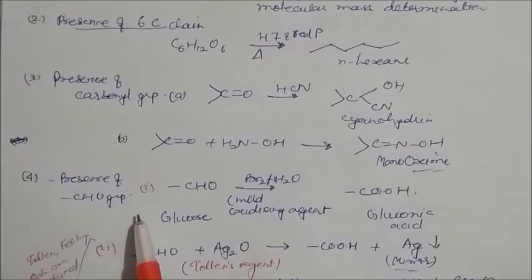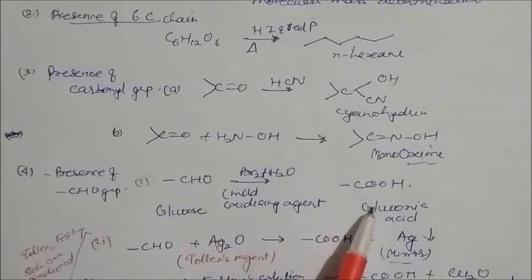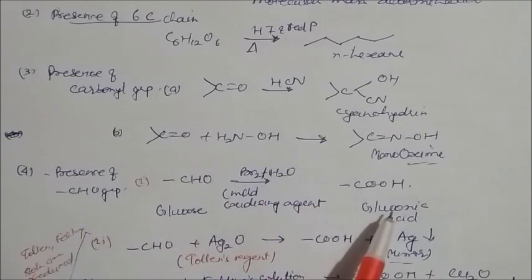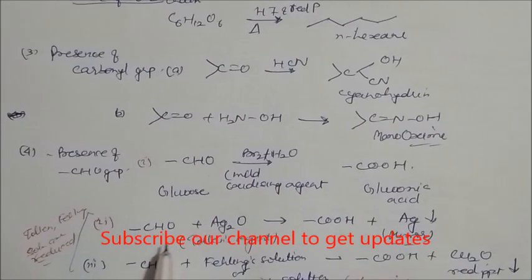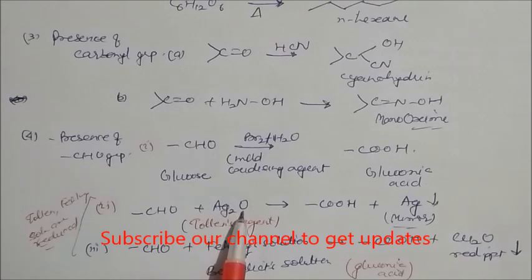Presence of an aldehyde group. When glucose reacts with bromine water, which is a mild oxidizing agent, it gives gluconic acid. The CHO can only be mildly oxidized. There are other mild oxidizing agents like Tollens' reagent. In Tollens' reagent solution, glucose is oxidized to give a carboxylic acid like with the previous bromine water, and Tollens' reagent gives a silver mirror or black precipitate.